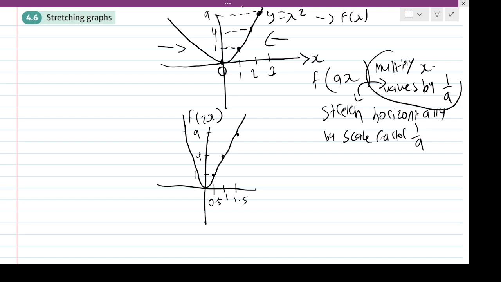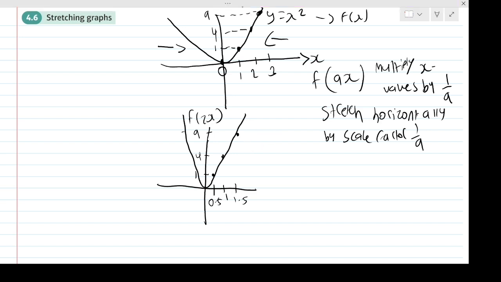But I think this one's a bit simpler and easier to understand. But technically, this is what this notation means. F of a of x, instead of multiplying by a, you're dividing by a. Or in other words, you're multiplying them by 1 over a. And that means if you're basically dividing all the x values by 1 over a, you have this sort of stretch effect. Whereas horizontally, you're kind of pushing the curve inwards by a scale factor of 1 over a.